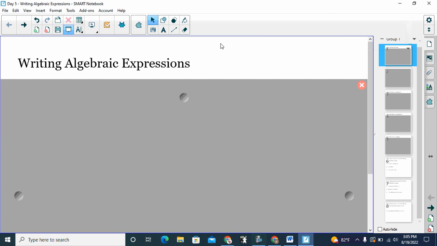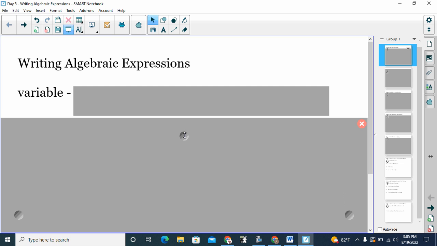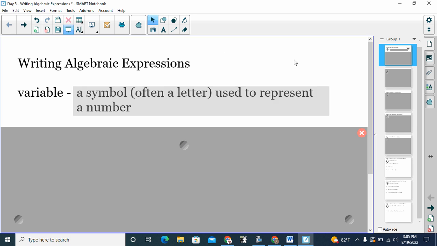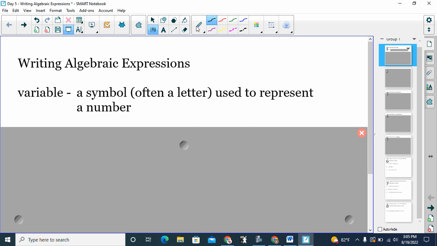Today's lesson is on writing algebraic expressions. We're going to start out with a couple vocabulary terms, the first of which is a variable. A variable is a symbol, usually a letter, but not necessarily always, that is used to represent a number. Again, that is called a variable.